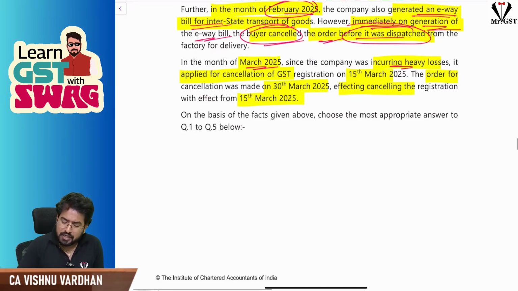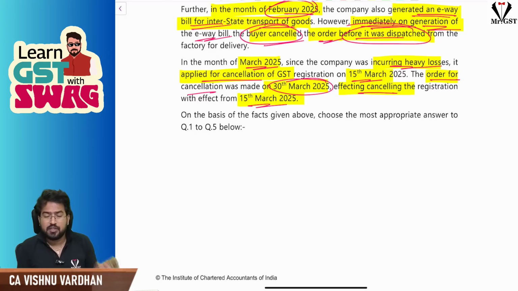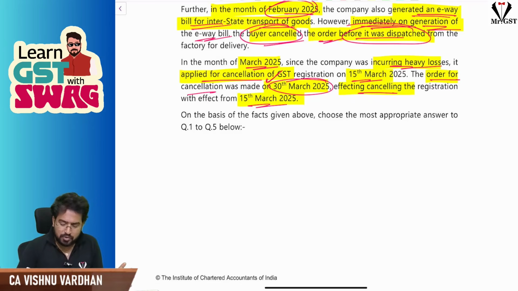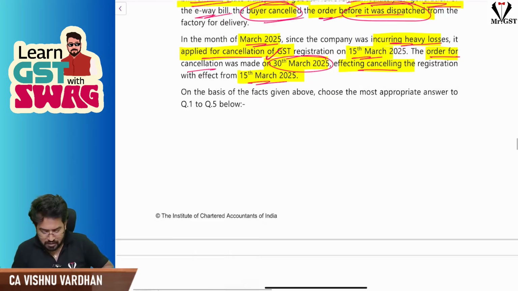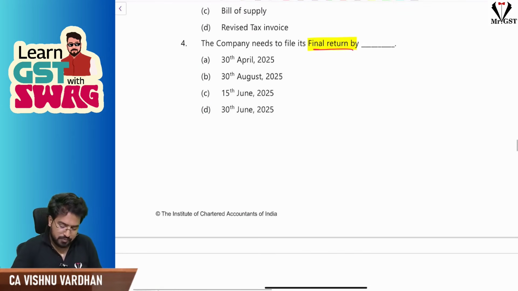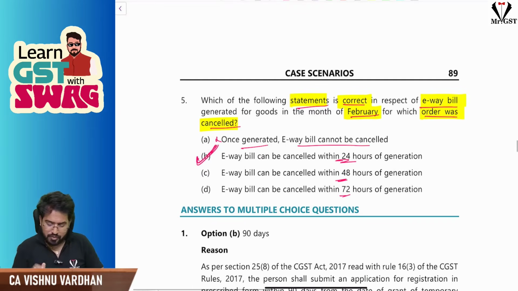In March 2025, incurring heavy losses, the company has applied for cancellation of registration. They applied on 15th March, and the order for cancellation was passed on 30th March, effective from 15th March. So the effective date of 15th March or the order of cancellation on 30th March, whichever is later, and from that, 3 months. From 30th March, 3 months means 30th April, May, June. 30th June is the answer. So the fifth one we have already done.